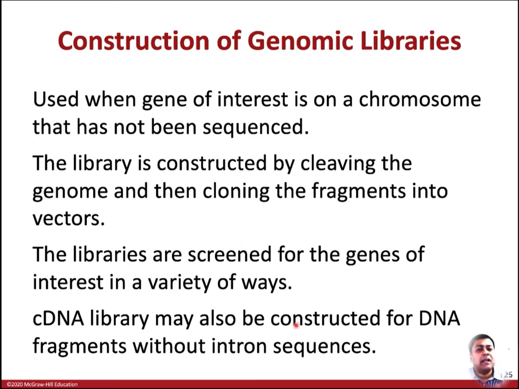So a cDNA library can also be constructed for the DNA fragments without the intron sequences. So there are two ways. You can take the genome, digest it with the restriction enzymes or multiple restriction enzymes, which will make these fragments of DNA that you clone into large vectors like BAC, or the bacterial artificial chromosome. Once you have these fragments cloned into the different bacterial artificial chromosomes, you sequence them and try to find out something. So this is your genomic DNA.